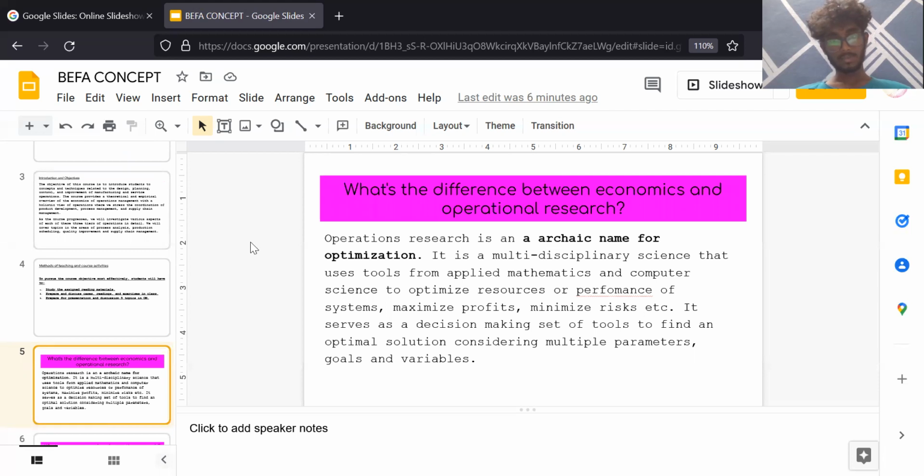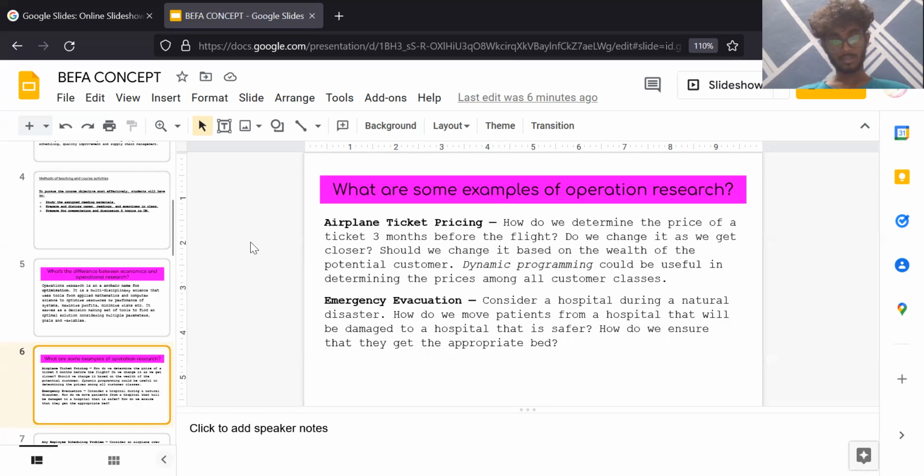What's the difference between economics and operational research? Operational research is an archaic name for optimization. It is a multidisciplinary science that uses tools from applied mathematics and computer science to optimize resources or performance of systems, maximize profits, minimize risk, etc. It serves as a decision-making set of tools to find an optimal situation considering multiple parameters, goals, and variables.